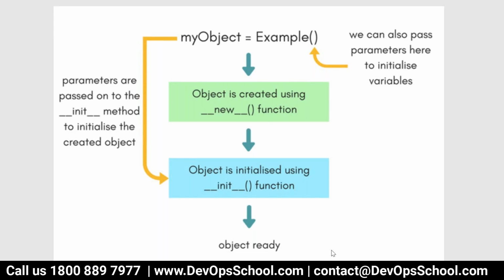So what is created and initialized? Creation means you are creating it but not running it. When you say initialize, it means you are running it also. So parameters are passed to the init method to initialize the created object, and the object is ready. Without initialization, objects are not ready. This is what happens when you create an object from the class.